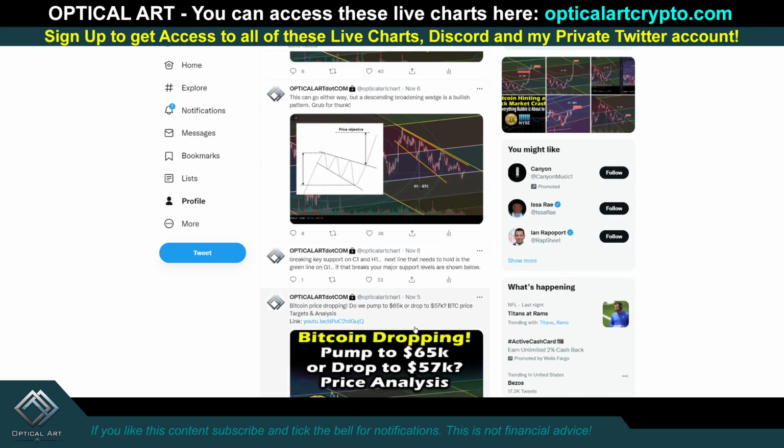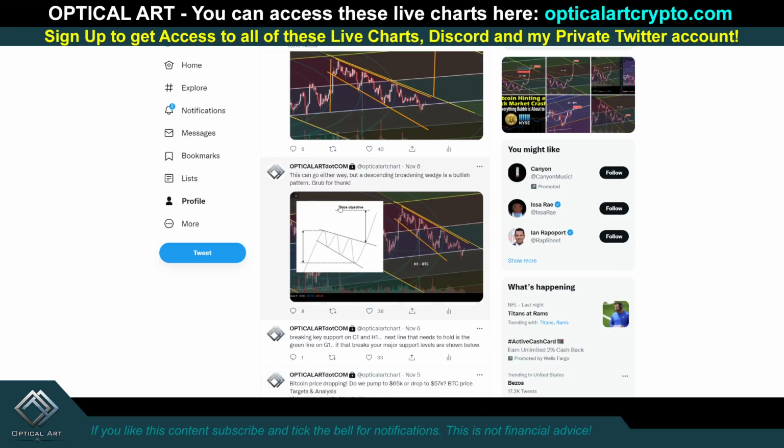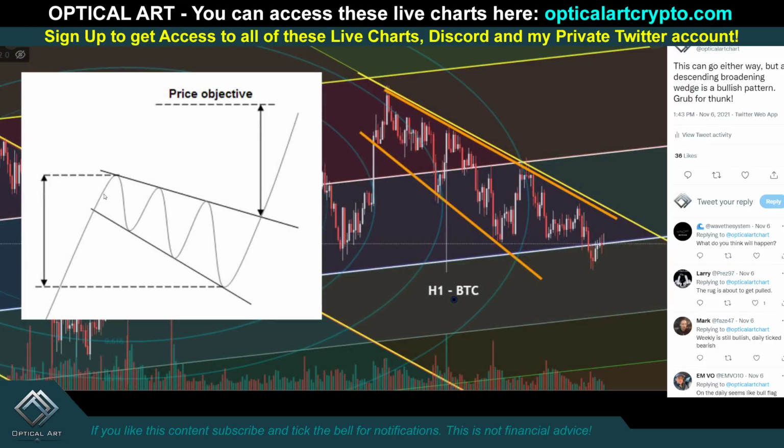You can see right here, I made a tweet. This is November 6th. It said this can go either way, but a descending broadening wedge is a bullish pattern. And this is what I was showing you, a descending broadening wedge. These orange lines are our descending broadening wedge.